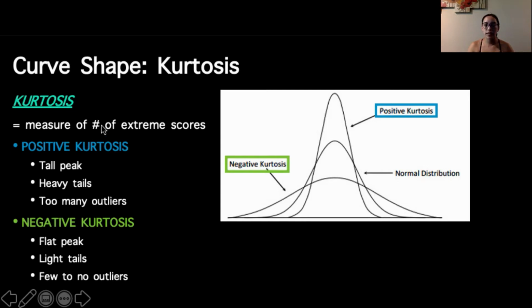So again, kurtosis looks at the number of extreme scores. Positive kurtosis, you have a lot of extreme scores. Negative kurtosis, you have very few extreme scores.